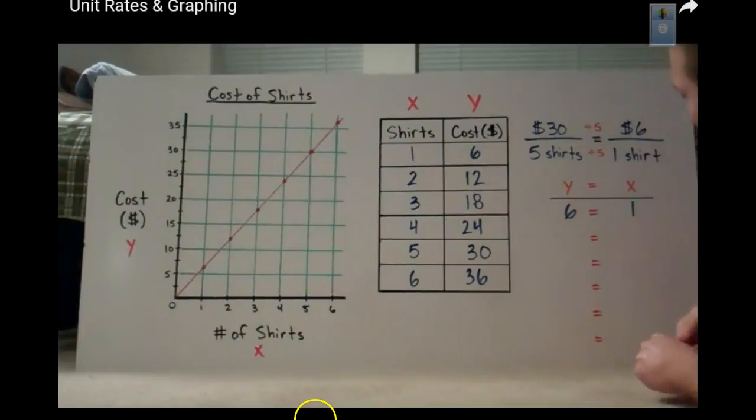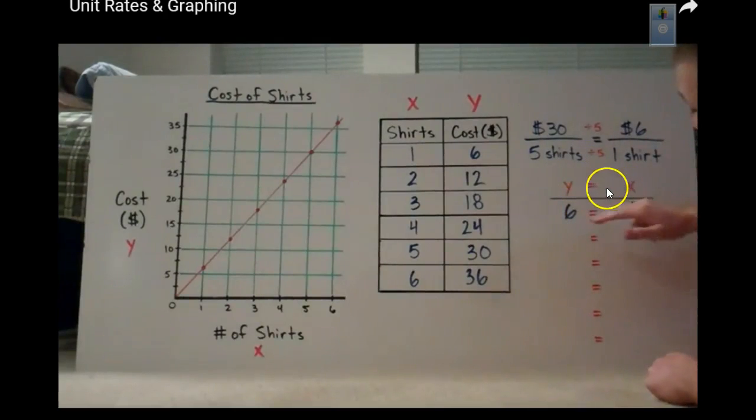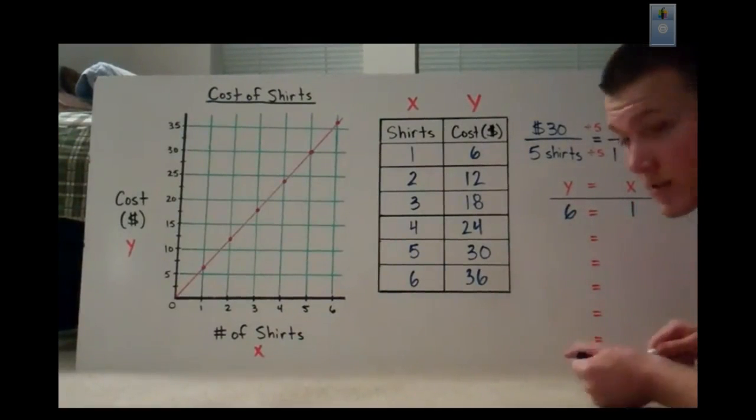Now, what can I do? Make sure you leave a space here when you put Y equal to 6 and leave a space for X, the 1. What can I do to the 1 that's going to turn this into 6, so that 6 equals 6? Well, we can multiply 1 by 6.